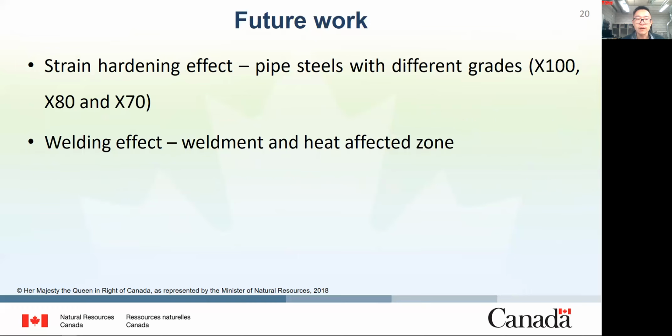Note that the lack of a large number of tests is one of the limitations in the current study. Further investigations are underway to extend this evaluation to X100, X80, and X70 pipe steels to allow for the characterization of strain hardening effect. The welding effect in weldment and heat affected zone will also be evaluated.